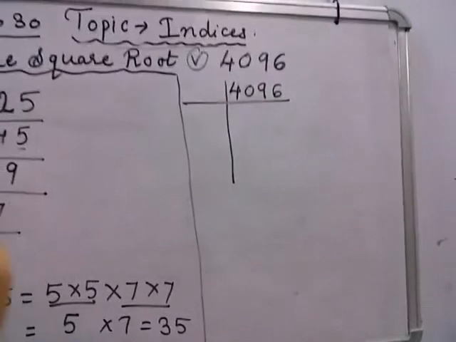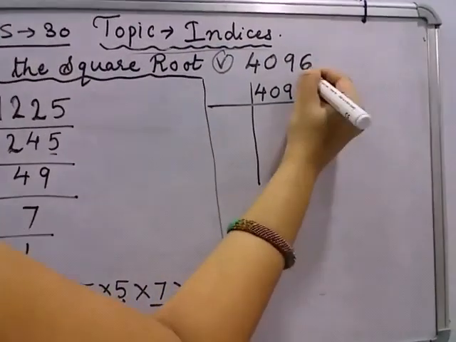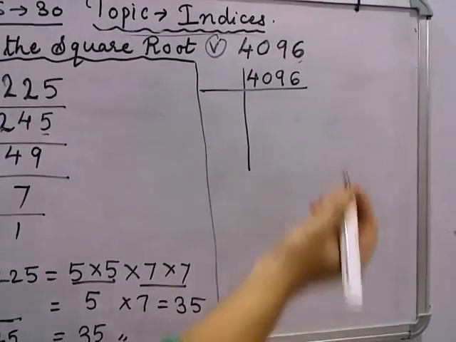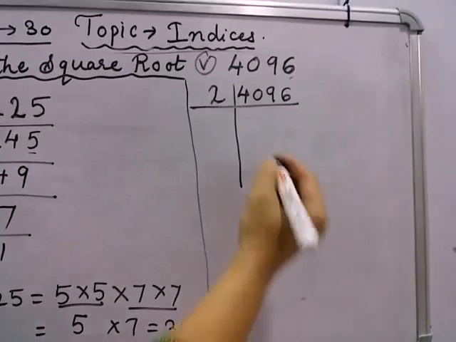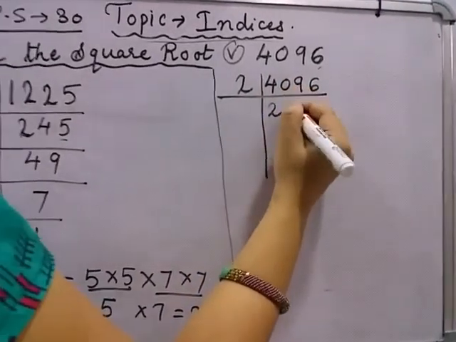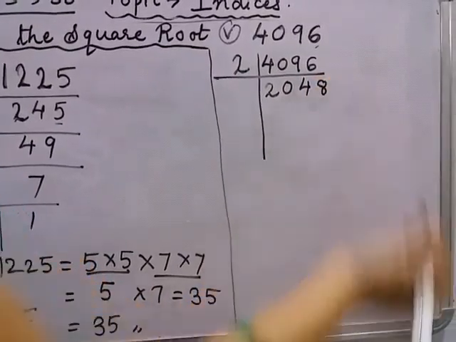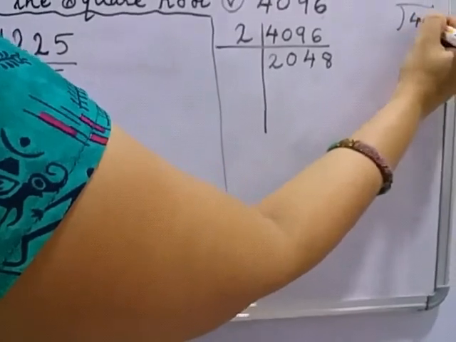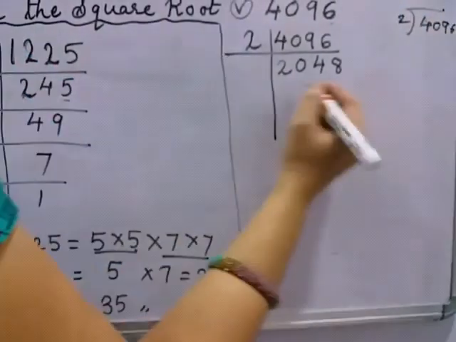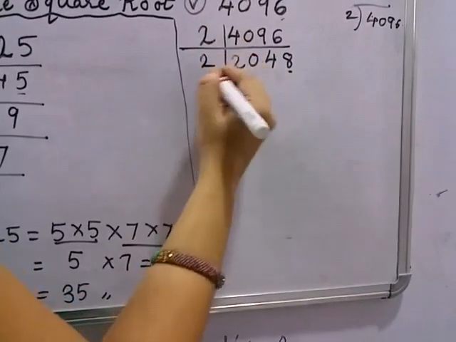Now take question number 5, 4096. Now 6 on the unit place. So it is divisible by which number, student? Yes, it is divisible by 2. So when it is divisible by 2, we are going to get the answer. 2 2s are 4, 2 4s are 8, and 2 8s are. Okay, again if you are not comfortable, you better do it in rough and find out the answer. Divide by 2, so you are going to get this answer. Again 8 is on the unit place, so it is divisible by 2.